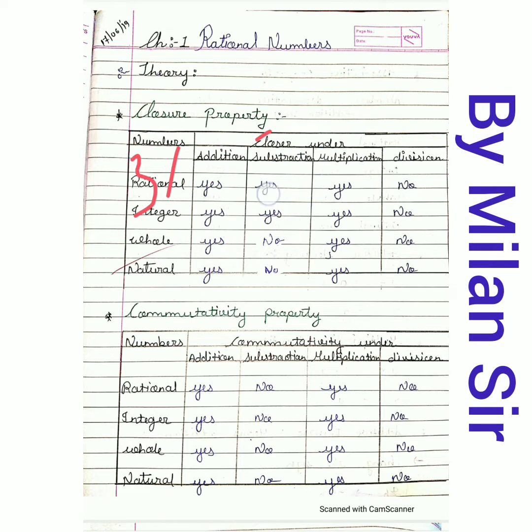Okay. Then division. Now the division process is not commutative for all these four types of numbers. Okay, division is not commutative for all these four types of numbers. Now let's take some examples for integer numbers. Let's take some simple example.